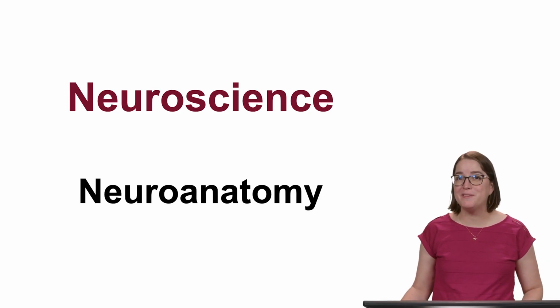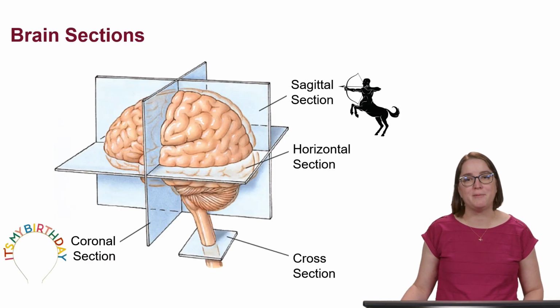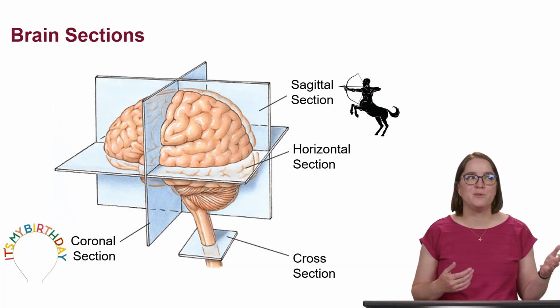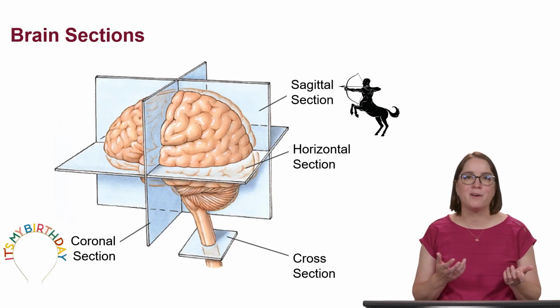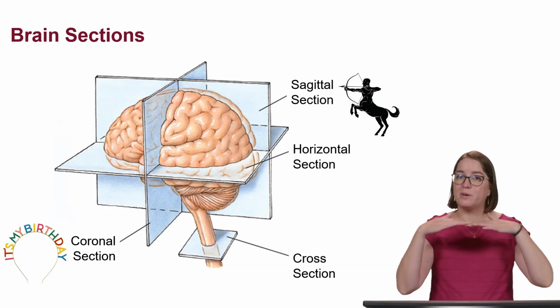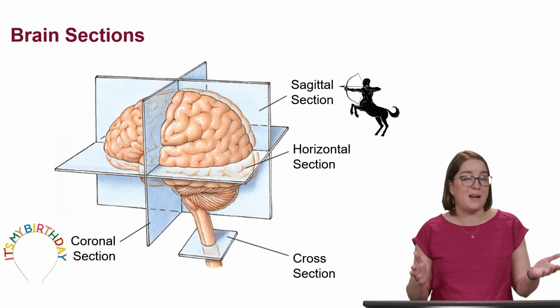Welcome to a brief discussion of neuroanatomy. You may know that there are formal terms for the X, Y, and Z axes of the brain. You can probably imagine how difficult it can be to use terms like right and left or front and back when you're looking at the brain from different angles. One way to section the brain is horizontal, which is basically what it sounds like.